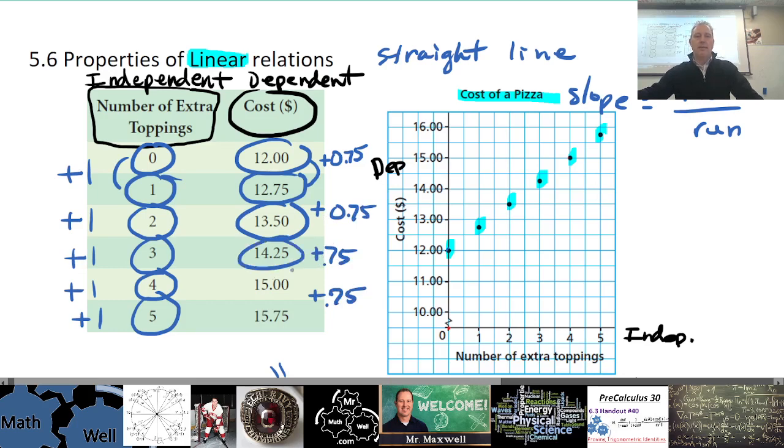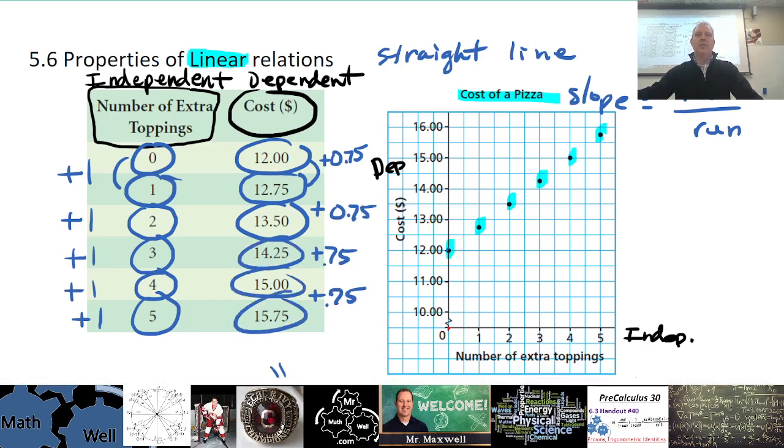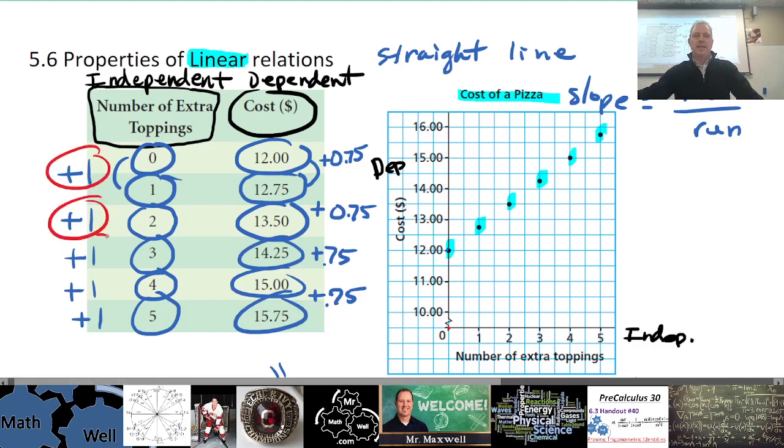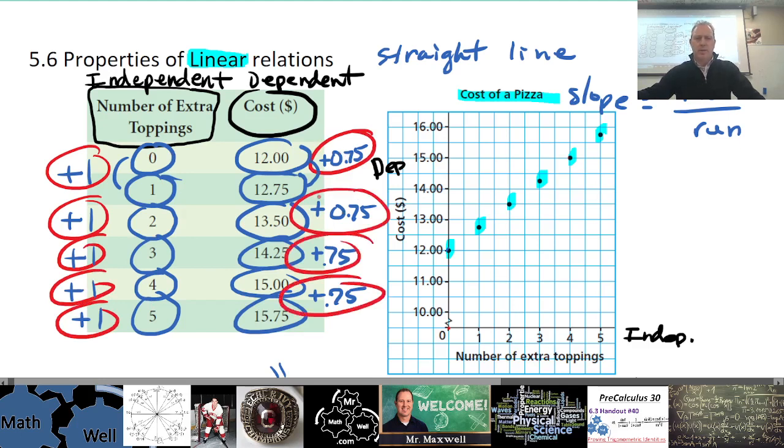But you get the picture, right? So watch this. In a linear relation, when you look at the chart, if this goes up by a consistent amount and the corresponding partners to these points also go up by a consistent amount, then, I missed one there, it looks like, 75, 75. Okay, I missed one. Anyways, they all go up by 0.75. Then you have a linear relation.